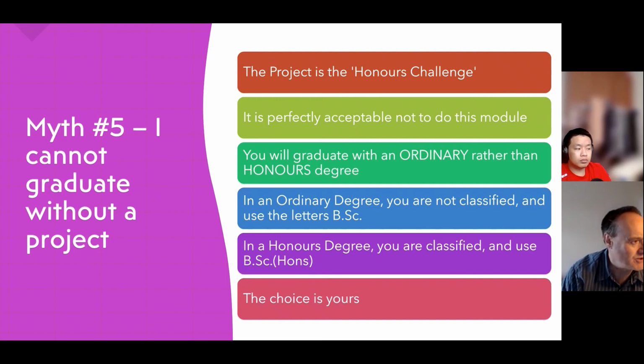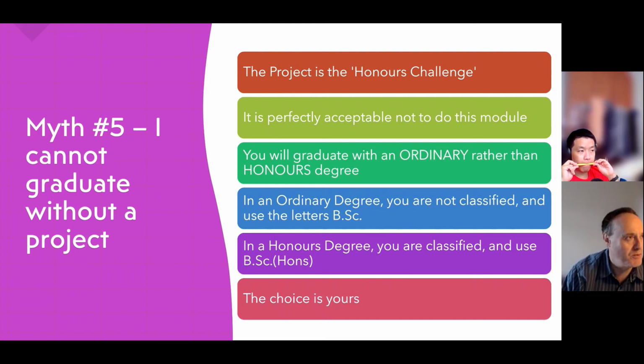Back in the day when I was a student, you enrolled on what was called an ordinary degree. And at some point you upgraded to an honours degree. Most universities these days enroll people at the honours stage. Most people get honours degrees. However, there is a position in our regulations that says that if you don't do our project module, you can still graduate, but with an ordinary rather than an honours degree. So that seems a strange situation, because it says that it's perfectly acceptable for you not to do the module.